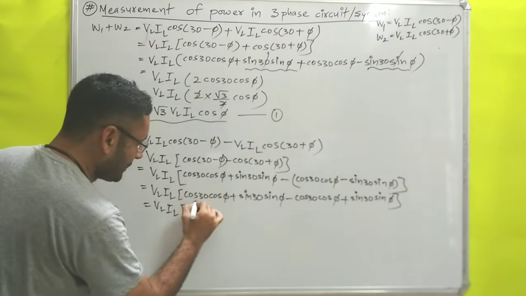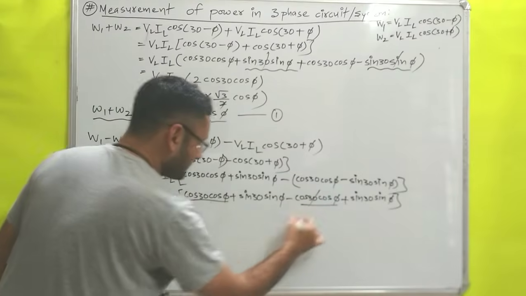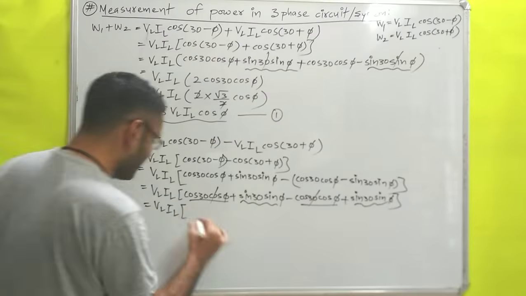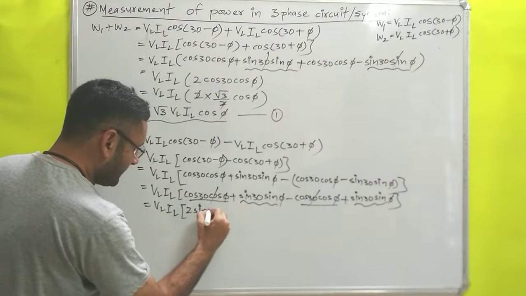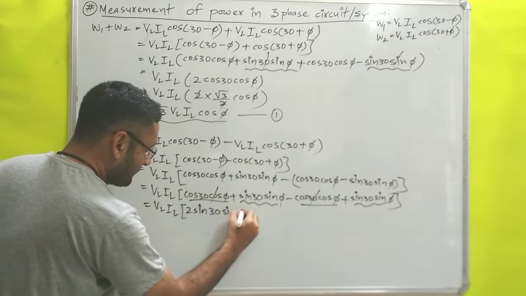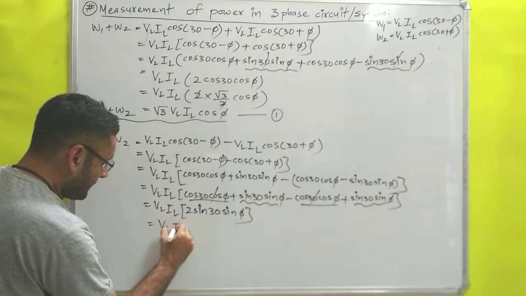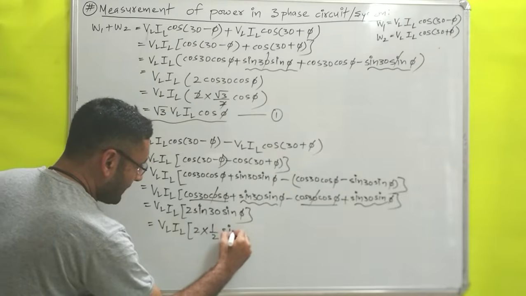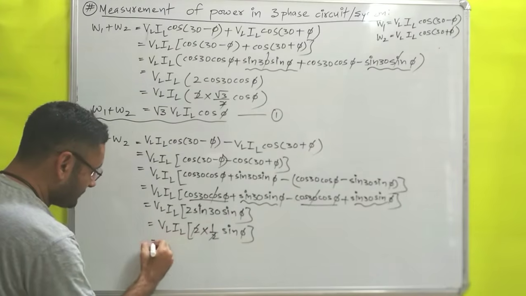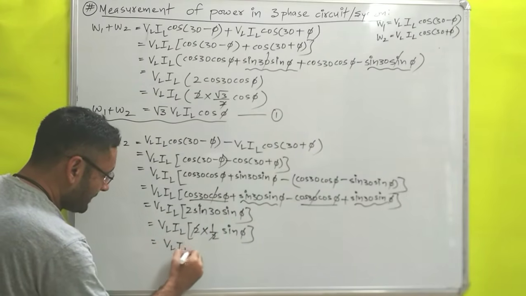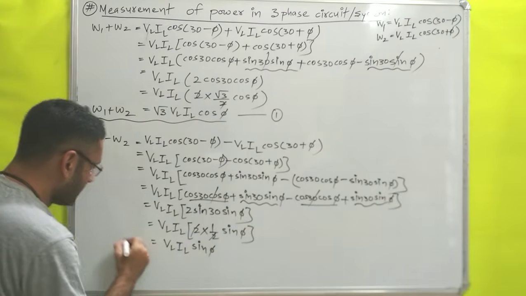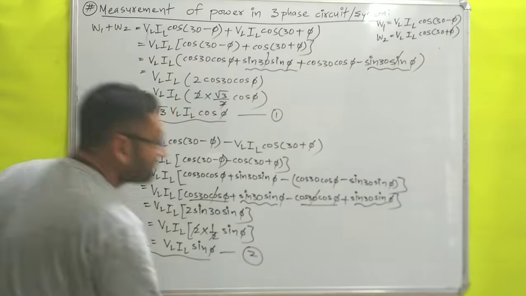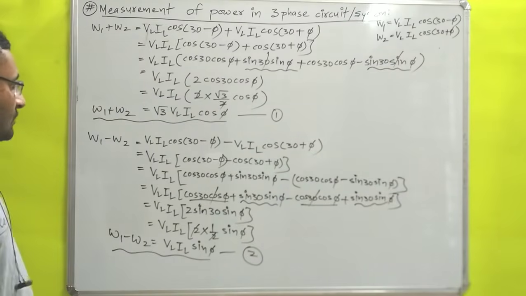Now cos 30 cos 5 minus cos 30 cos 5 will get cancelled. That is sin 30 sin 5 plus sin 30 sin 5, which means 2 times sin 30 sin 5. So VL IL, then 2 times, the value of sin 30 is 1/2, sin 5. So 2 will get cancelled. So the answer will be VL IL sin 5. That is the answer of W1 minus W2. So equation number 2.